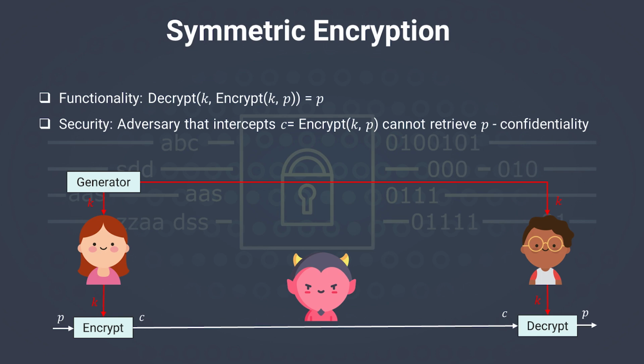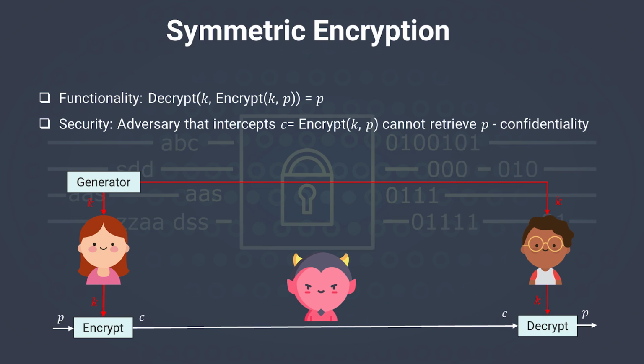We denote by P the plaintext that Alice would like to send to Bob. Alice applies an algorithm called encrypt that takes the plaintext P and the key K and outputs a ciphertext C. Alice sends the ciphertext C to Bob, who applies an algorithm called decrypt that takes the ciphertext C and the key K and outputs the original plaintext P.